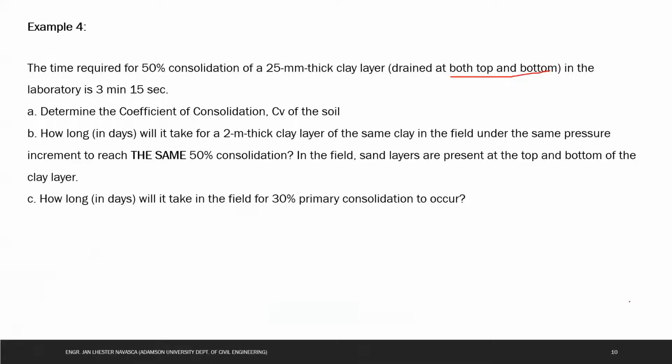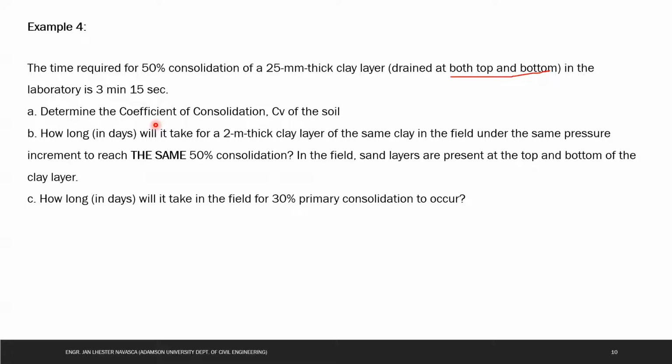That is your setup in the laboratory. You have a 25 millimeter thick layer. Determine the coefficient of consolidation, C sub V, of the soil. Next, how long in days will it take for a 2-meter thick clay layer of the same clay in the field, under the same pressure increment, to reach the same 50% consolidation? In the field, sand layers are present at the top and bottom of the clay layer. And lastly, how long will it take in the field for a 30% primary consolidation to occur?